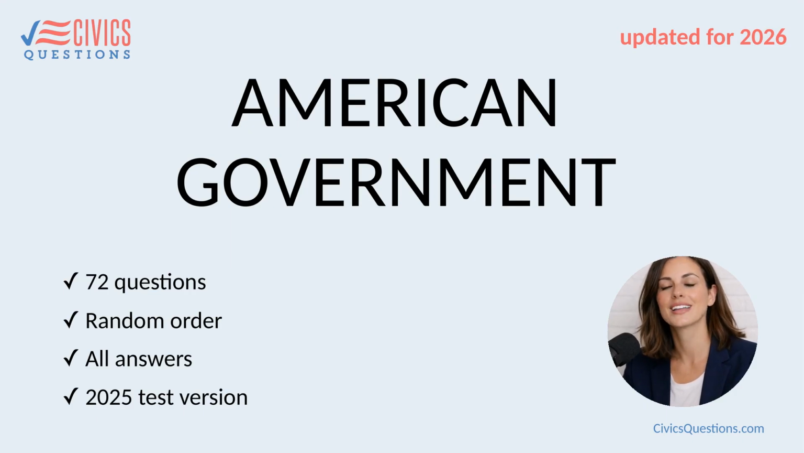Today we're focusing on American government. It's 72 questions from the 128-question version of the civics test released in 2025. We'll do them in random order. I'll read the question, give you a moment, and then I'll read every correct answer option. I'll pause so you have time to answer.